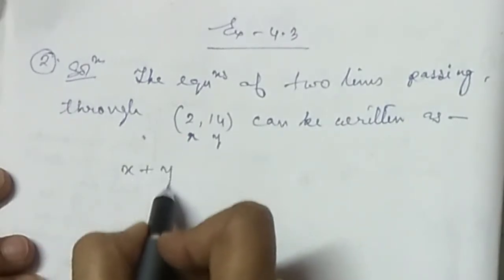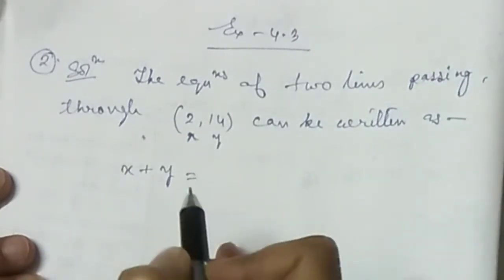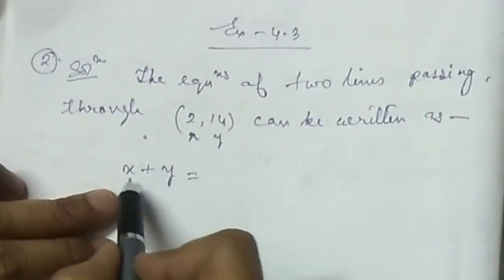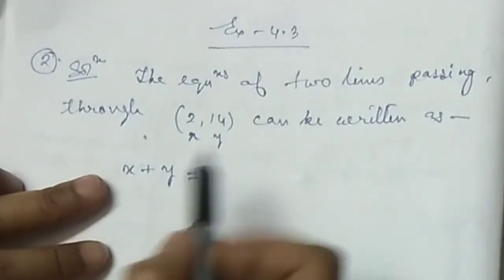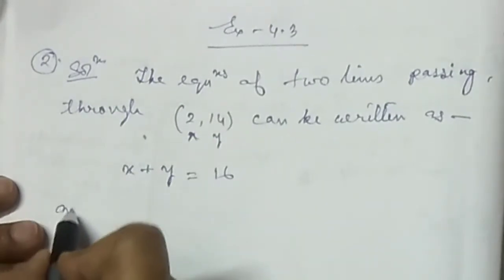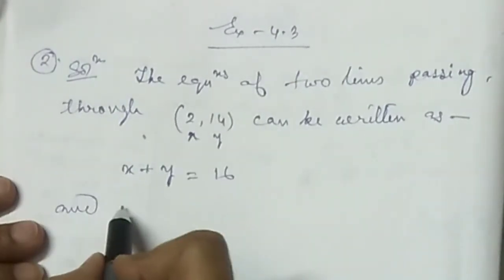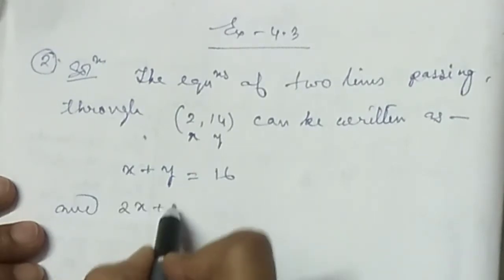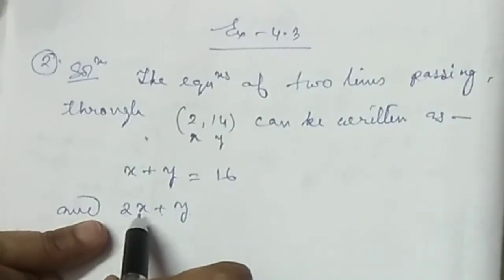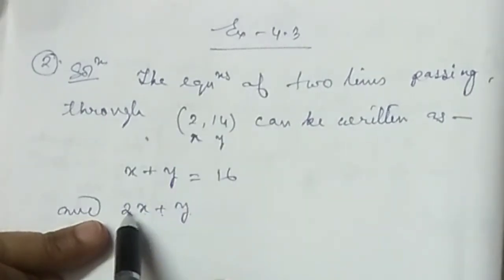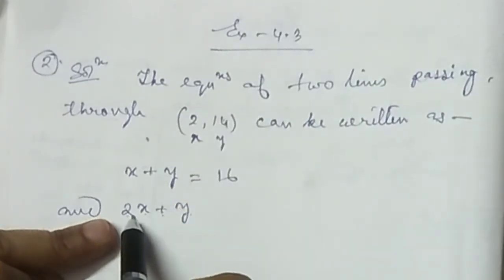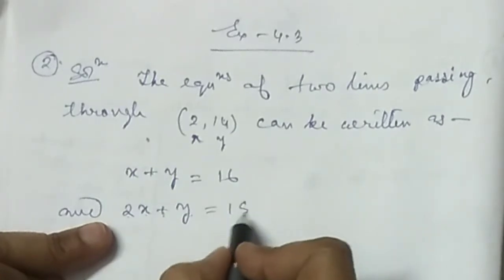Let's add up these 2. Equal to how much must it be? If x is 2, y is 14, then 2 plus 14 will give you 16. So here is the first equation. Another one, let's take it as 2x plus y. If I take 2x plus y, then the x value is fixed. It is 2. So 2 twos are 4, plus the y value is also fixed. It is 14. 4 plus 14 will give you 18.